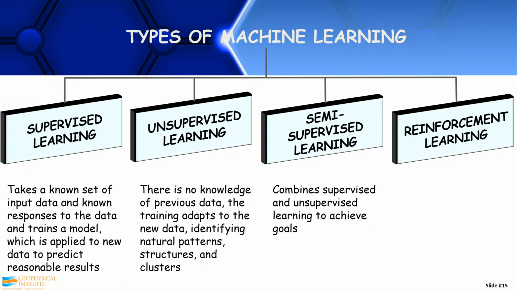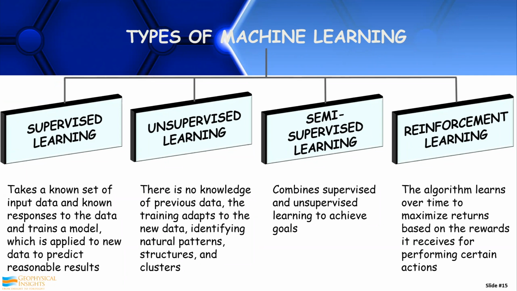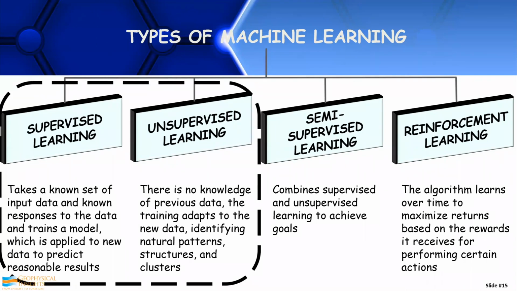So even he didn't have any qualms about throwing out measurements if he could predict a good sonic log from other logs that had quality where the sonic and density didn't. So that would be a good example of semi-supervised learning. And then reinforcement learning is an algorithm which learns over time to maximize returns based on rewards it receives for performing certain actions. The case studies today are mostly going to focus on these first 2 categories, supervised and unsupervised learning. Although I do have one semi-supervised learning example to slide in.